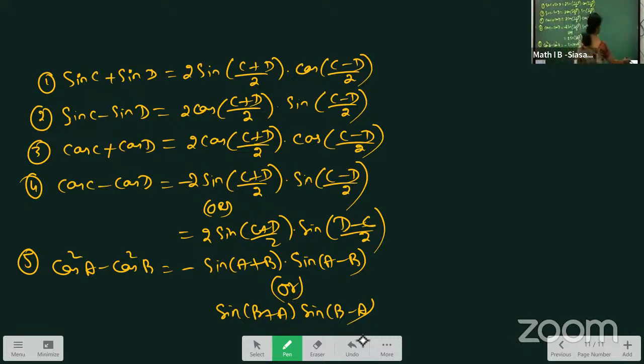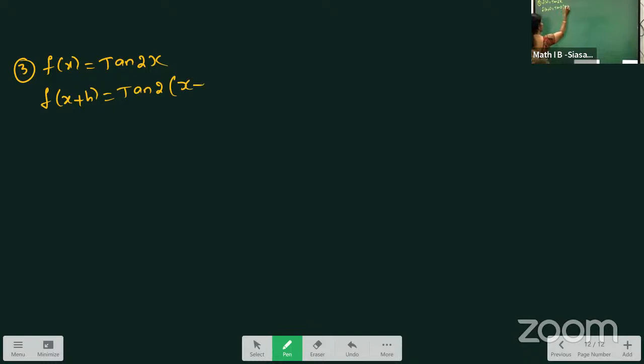Sin and cos we did. Now, suppose you have tan theta, then how will the first principle work out? F of x is equal to tan 2x. The first few steps, the procedure is the same. F of x plus h can be written as tan of 2 into, in the place of x, write x plus h. So open the bracket, tan of 2x plus 2h.